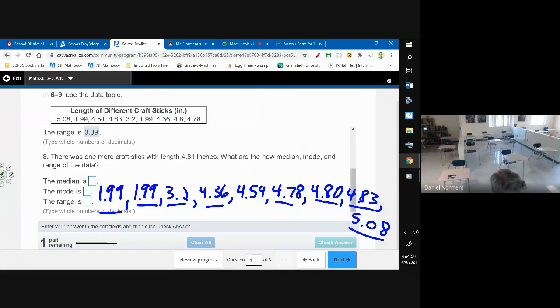But anyway, number 8. There was one more craft stick with a length of 4.81 inches. What are the new median, mode, and range? Okay, so I'm going to add another piece of data. 4.81, and I'm going to put it right here.